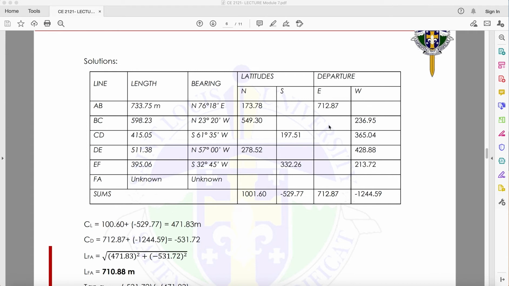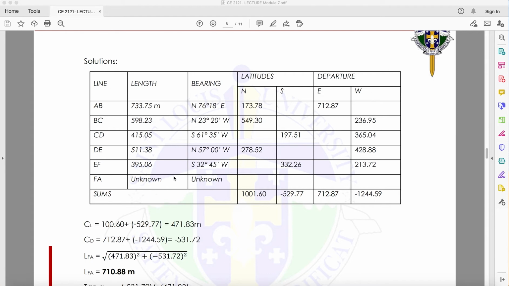Now for the departure, it is 712.87 plus negative 1,244.59. We are going to get their algebraic sum, so we add them. That would be negative 531.72. So the misclosure on the departure is negative 531.72, and that misclosure becomes the departure of line FA.